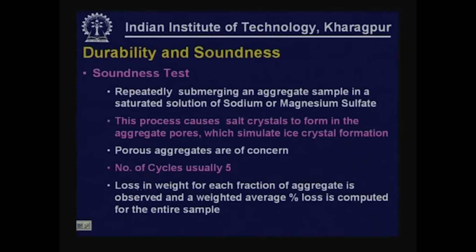In this case, we are only concerned about porous aggregates. The number of cycles of submerging the aggregates in the saturated solution of sodium or magnesium sulphate and then drying them is typically about 5 cycles. The loss in weight for each fraction of aggregate is observed at the end of this test, and a weighted average percentage loss is computed for the entire sample.